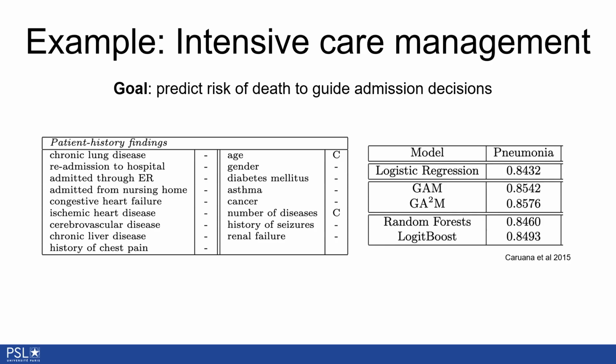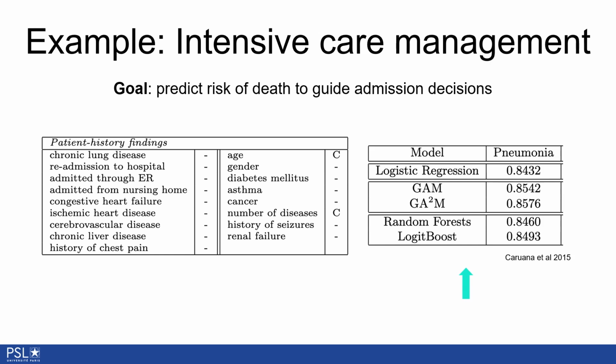To compare logistic regression and generalized additive models, let's look at an example that we discussed in earlier lectures: intensive care management. As a reminder, here we're considering a situation where a patient comes to the emergency room of a hospital, and the goal is to determine the risk of death from pneumonia based on the patient's data and medical history. The table on the left lists a subset of input features available in the dataset. This is a classification problem, and a study by Caruana and colleagues compared the performance of different models trained on this task. The results are listed in the table on the right.